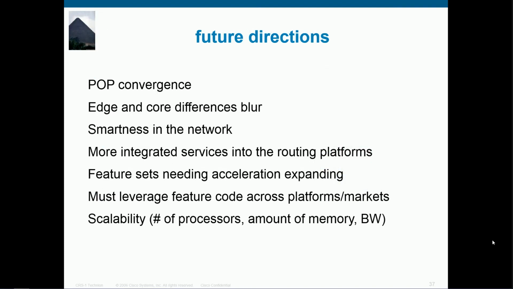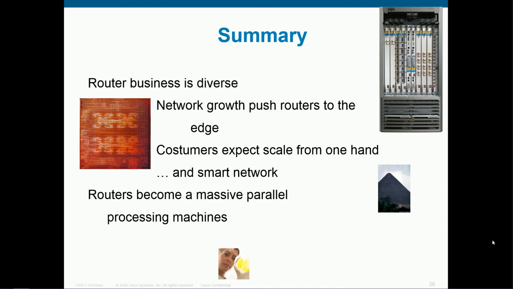Some of the future directions that they're dealing with right now are edge and core differences, the smartness within our network, and the decrease in resources while still being able to maximize our bandwidth and our scalability. A big part of this is also leveraging our cost feature sets. So in summary, our network growth is pushing our routers to be larger and larger.